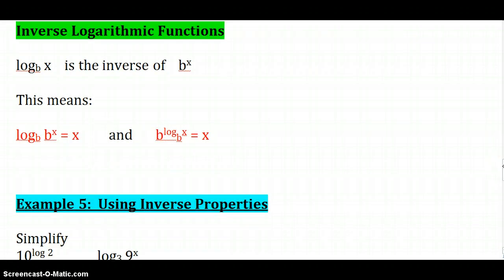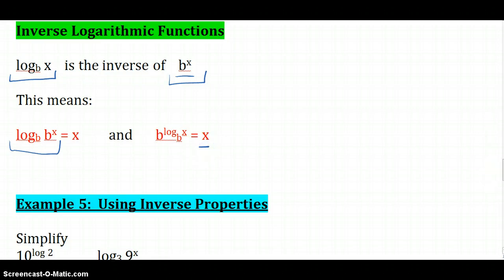The last thing I have for you are inverse functions. Just like any other function, this has an inverse. So log base b of x is the inverse of b to the x power. So this means that if you have b to the log base b of x, it equals x. Since these two are inverses, if you compose them, you should get x. And if you write it the other way, if you have log base b of b to the x, you're just going to get x.